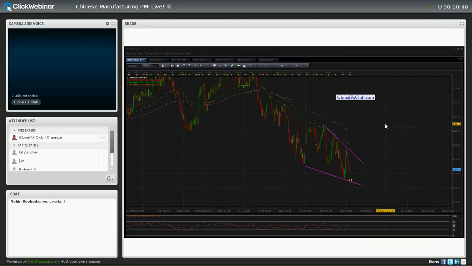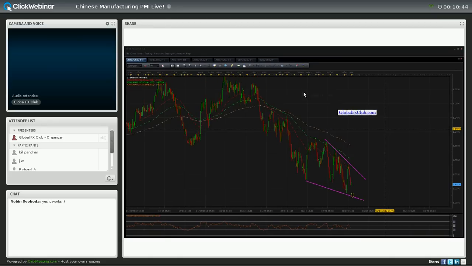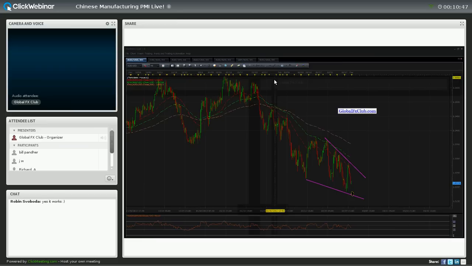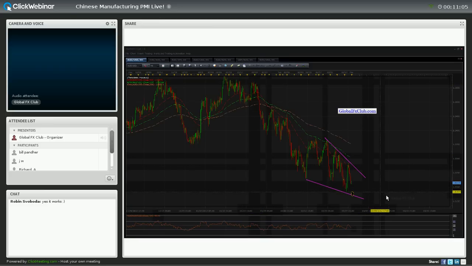Here we have the 4-hour chart of Aussie Dollar. Obviously, it's in a significant downtrend on the 4-hour chart, starting really around the 22nd of January, so pretty much downhill. That's when we were trading at almost 106 back in late January, and we're trading now around low 102s.